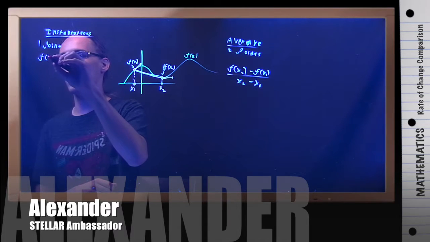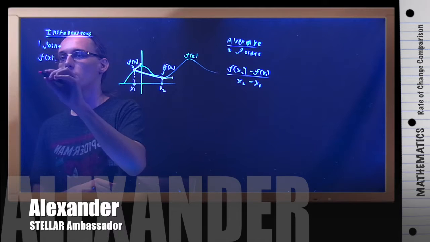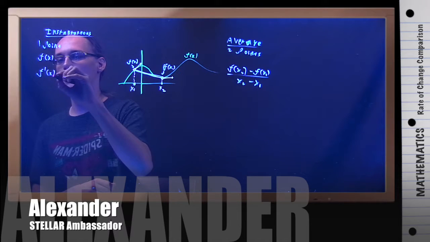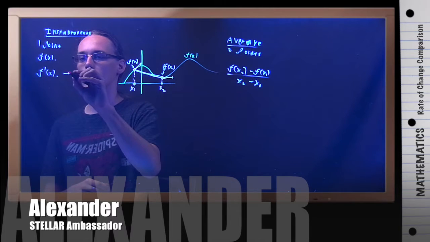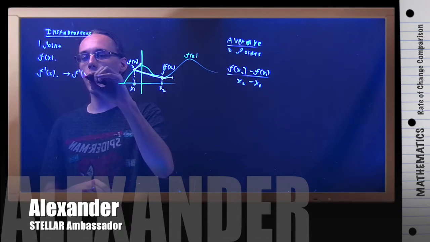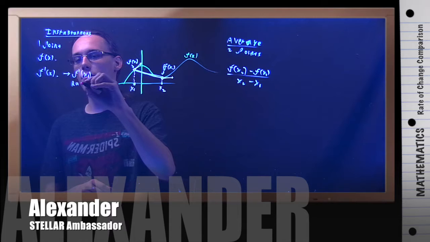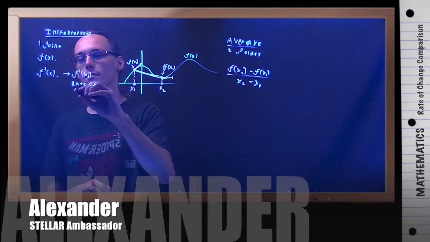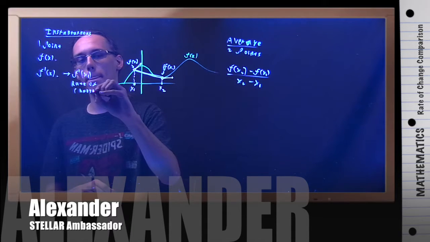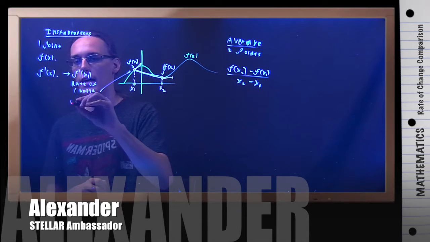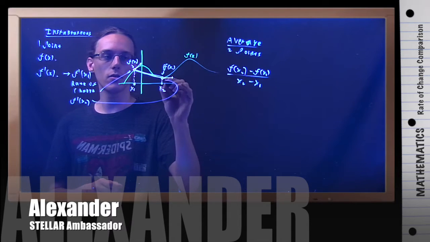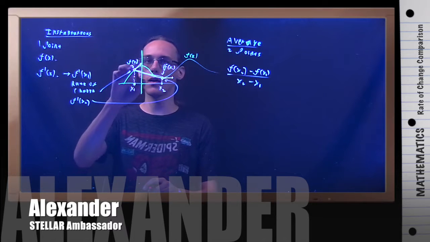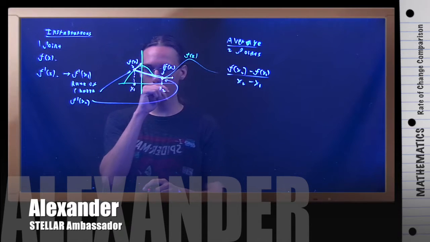So I need my f of x. And then all I do is I just do f prime of x. And if I want the rate of change at a point, I would just plug it in. So f prime of x1 would be the rate of change at x1, and f prime of x2 would be the rate of change at x2. So this orange arrow and this orange arrow.